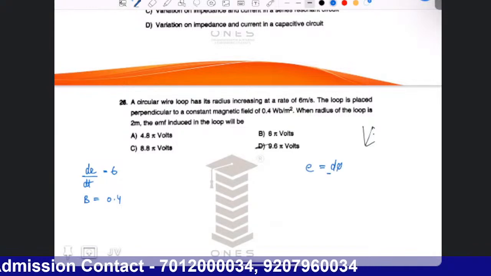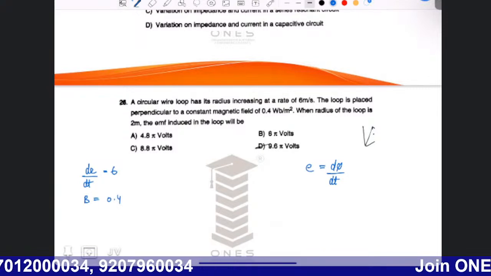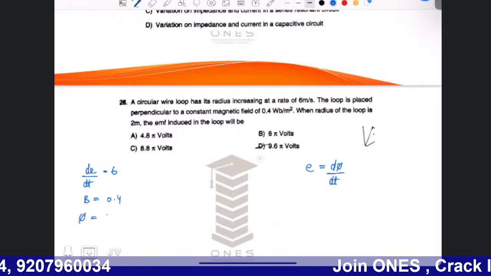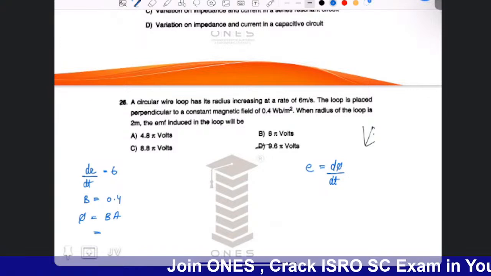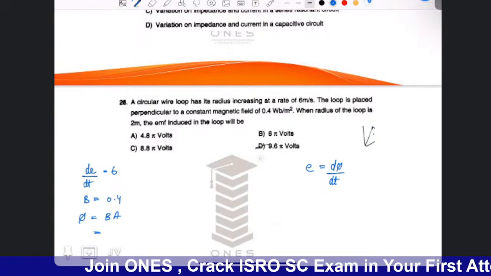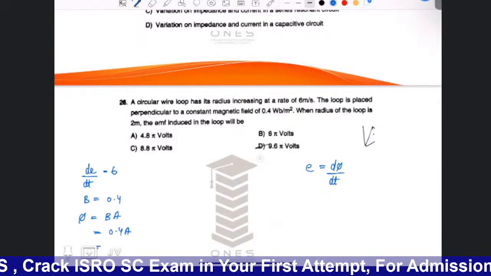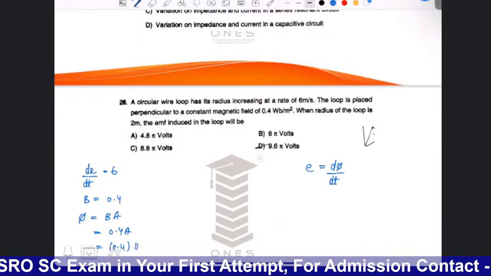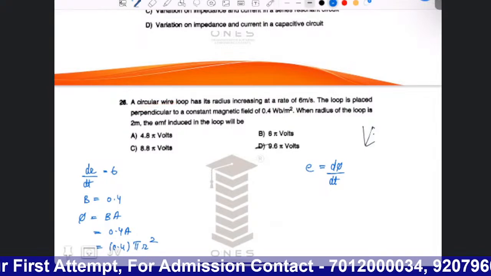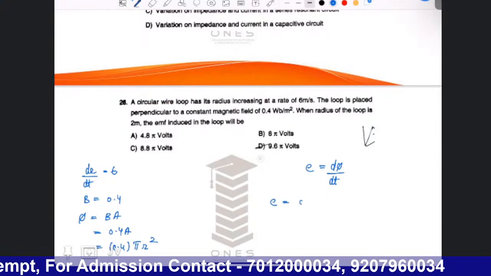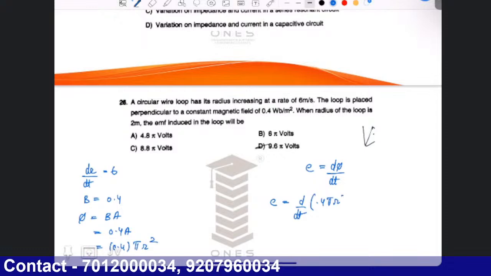E is equal to d phi by dt. What is phi? We have the flux density B. So phi will be equal to B into A, where A is area. B is 0.4, so flux will be 0.4 into A. And A is pi r square, because it is a circular loop. So d by dt of phi is 0.4 pi r square.